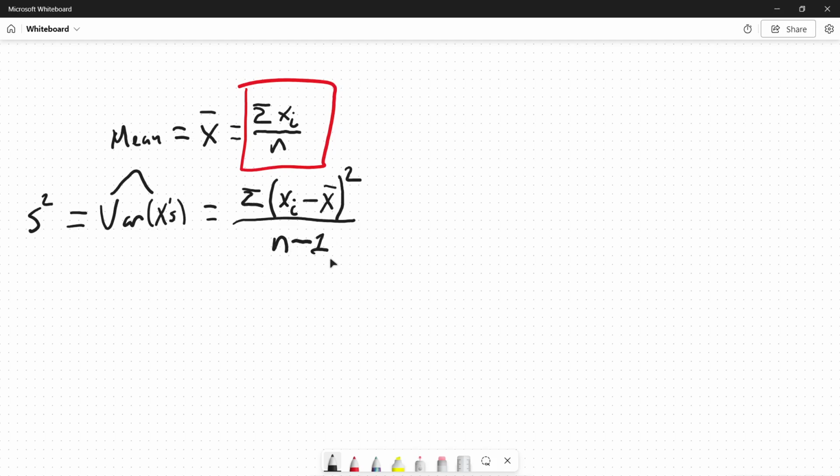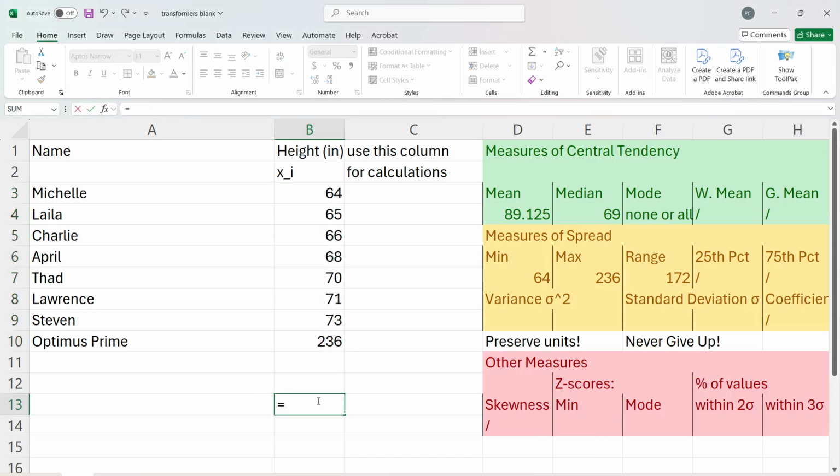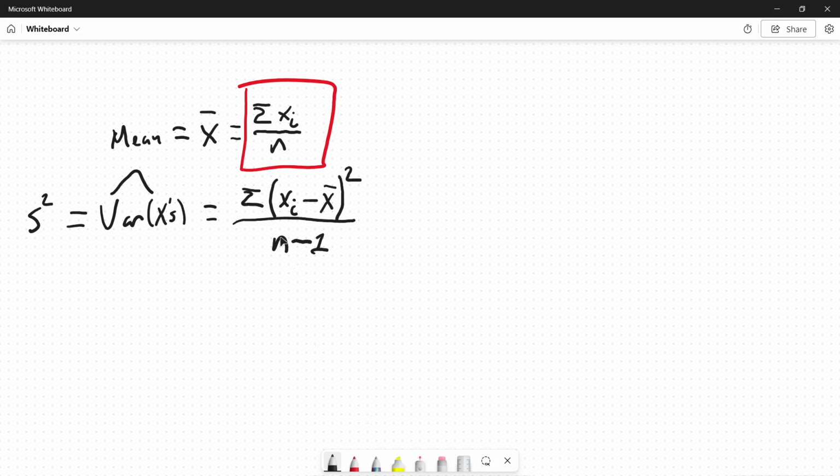Notice that Excel is going to have two different versions of doing this. If you want to use Excel to just spit out the number, I come down here and say is equal to var. Can it do it? Yes, it can. There's one var.p and there's one var.s. I'm going to verify manually that var.p is the one that uses the population formula and divides by n, and that var.s is the one that uses the sample formula and divides by n minus 1, which is what we want.